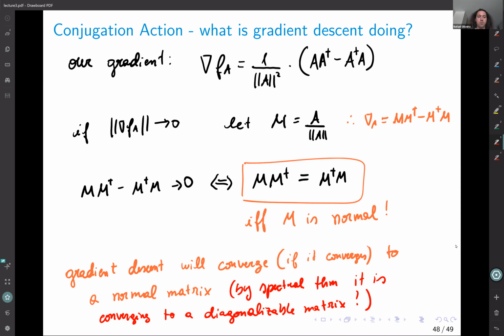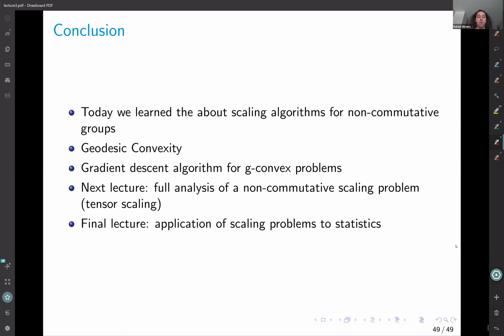Okay, so this concludes our third lecture. And what did we learn today? Today we learned about the scaling algorithms for non-commutative group actions. We learned about geodesic convexity, and we were also able to generalize the gradient descent algorithm for geodesically convex problems. And then we rigorously analyzed gradient descent for the conjugation action, and we saw the meaning of it.